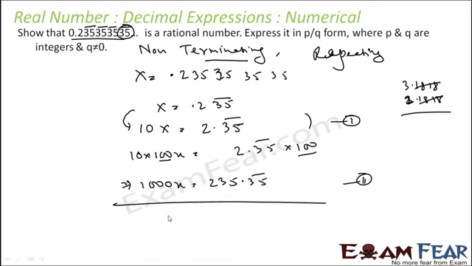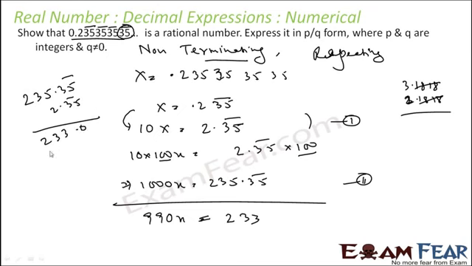If you subtract these two, you get 1000x minus 10x, that is 990x, is equal to 235.35 bar minus 2.35 bar. And that is how much? 233. I can show you, 235.35 bar, and this is 2.35 bar. Subtract, so you get 233.0. Okay, so with this, x is 233 by 990, and that is my answer. Okay.